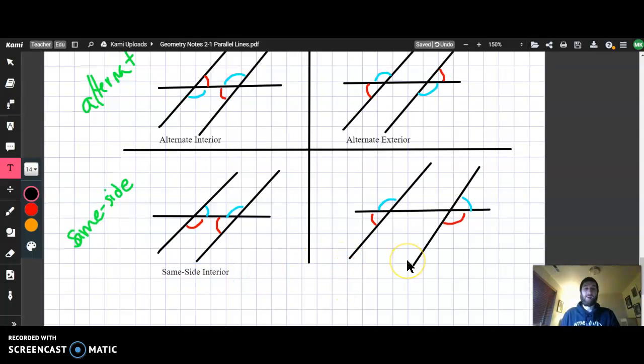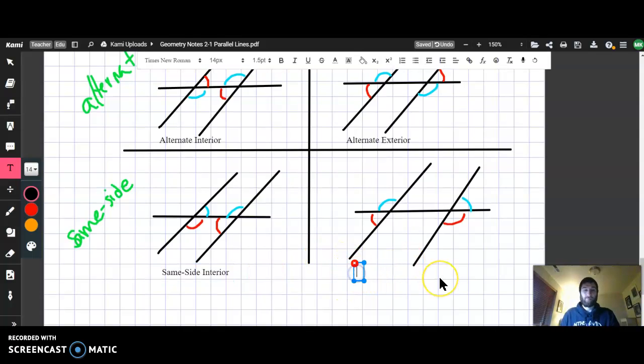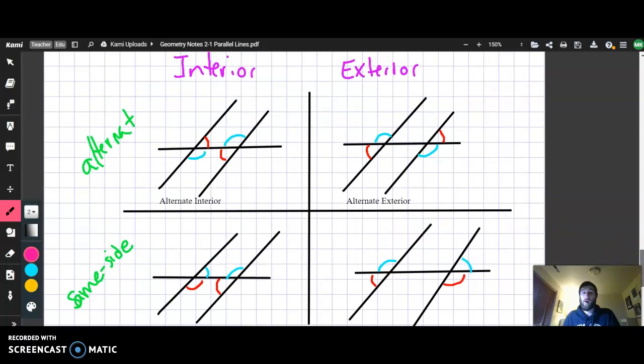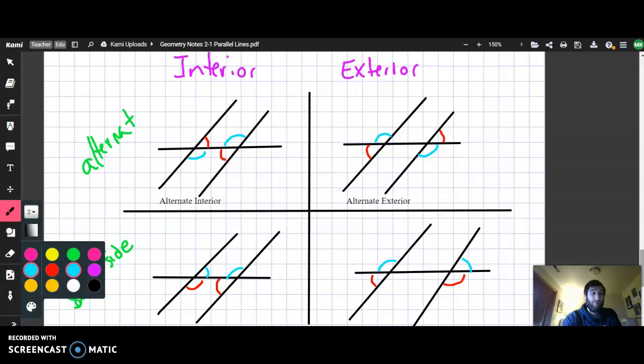And same side exterior. Now there's a few things to apply with this. All alternate angles, alternate interior and alternate exterior, all alternate angles are congruent, which means that the two red angles are the same size as one another, and the two blue angles are the same size as one another.